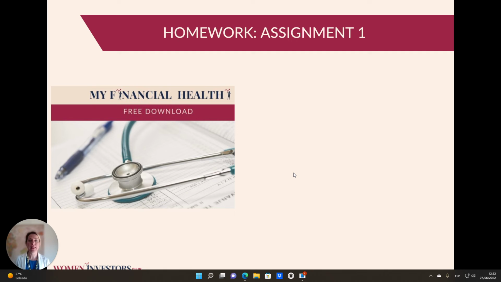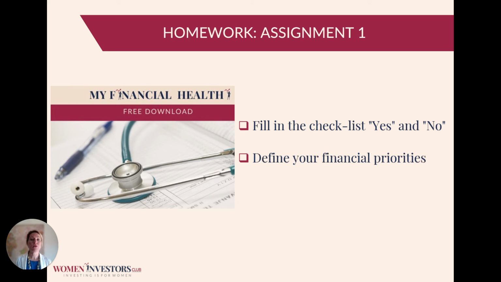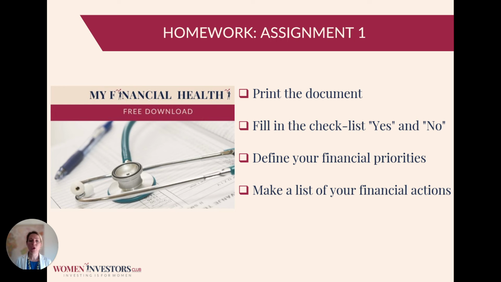There is a video with explanations on how to work with this document. In short, you have to fill in the checklist with yes and no's first. You have to define your financial priorities. They will be there, and you can choose from many of them. And you make a list of your financial actions. So this is your homework assignment. And you need to print the document beforehand, as you have noticed, because it will be difficult to do it digitally. So that's your first homework assignment, and let's progress with the learning.